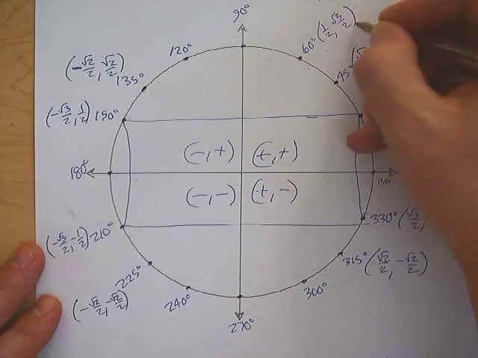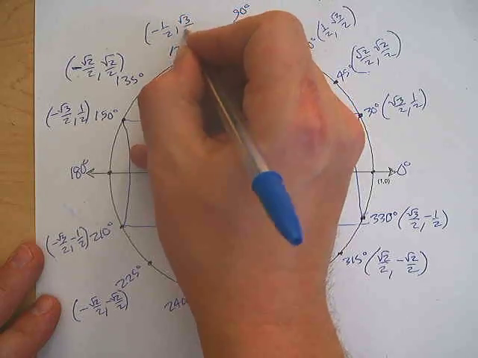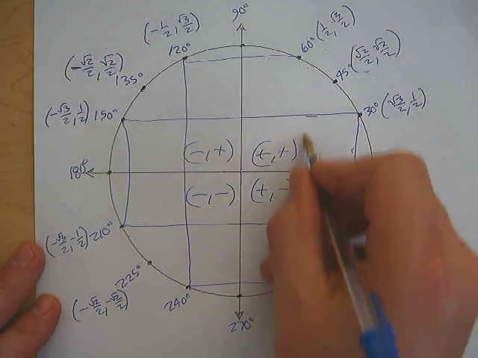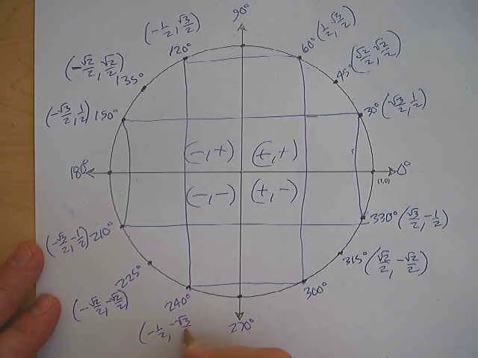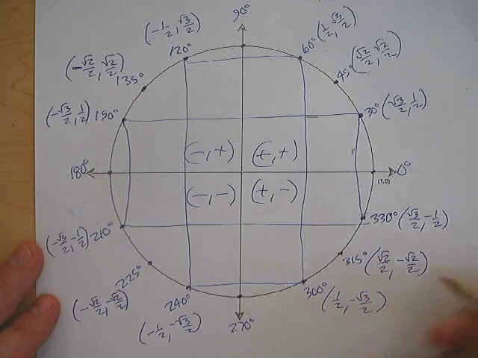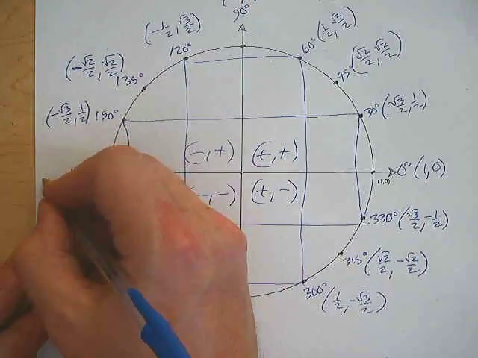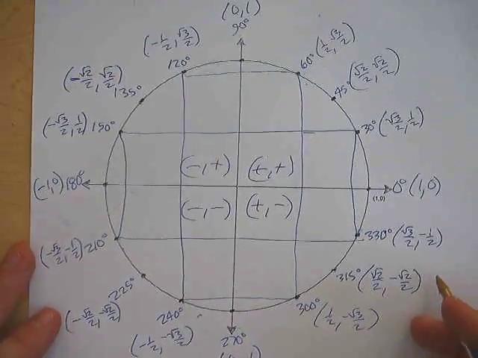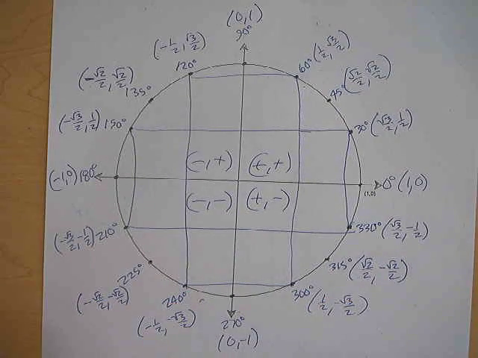Then finally up here, 60 is flipping these two around, so I have 1/2, comma, square root of 3 over 2. This is going to be negative 1/2, square root of 3 over 2. This kind of makes itself another symmetrical rectangular box. This is going to be negative 1/2, negative square root of 3 over 2. And this is going to be 1/2, negative square root of 3 over 2. And of course, this is 1, 0, 0, 1, negative 1, 0, and 0, negative 1.